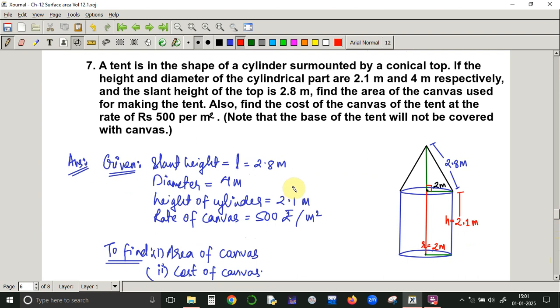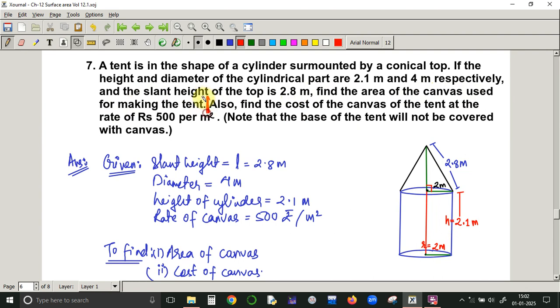So 7th question. A tent is in the shape of a cylinder surmounted by a conical top. If the height and diameter of the cylindrical part are 2.1 meter and 4 meter respectively, the height is 2.1 meter and the diameter is 4, so the radius is 2 meter. And the slant height of the conical part is 2.8 meters. Find the area of canvas used for making the tent.